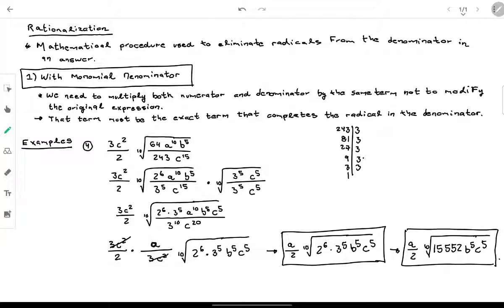So in this case, as I was telling you, the idea on any exercise is the same. We need to complete the denominator root in order to be possible to get out everything from the denominator. And that way, it's called rationalization, the mathematical process to eliminate radicals from the denominator.